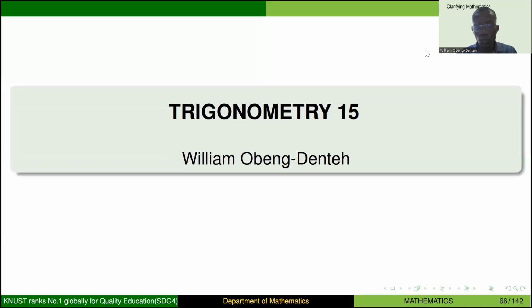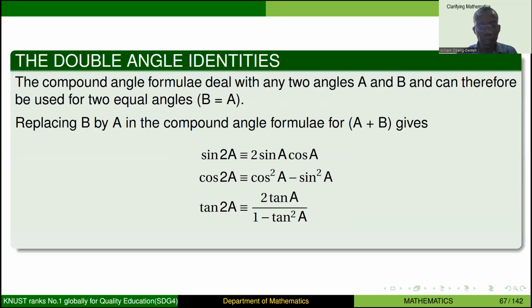Friends, we are moving on to trigonometry 15, and we'll be looking at other examples. So we want to look at the double angle identities. Over here, we'll be using the compound angle formula, and then we'll be replacing B with A, and so where we have A plus B, it becomes A plus A.